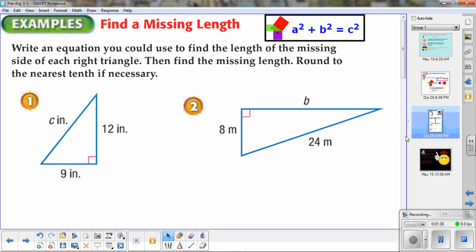So in our first example, we're going to write an equation you could use to find the length of the missing side of each right triangle, and then we're going to go ahead and find the missing side, and we're going to round to the nearest tenth if necessary. Right up here I've put Pythagorean's theorem. Remember, A and B are the legs, or the two shorter sides, and C is the hypotenuse. What I'm going to have you do on your homework is always write down the Pythagorean theorem to start. A squared plus b squared equals c squared.